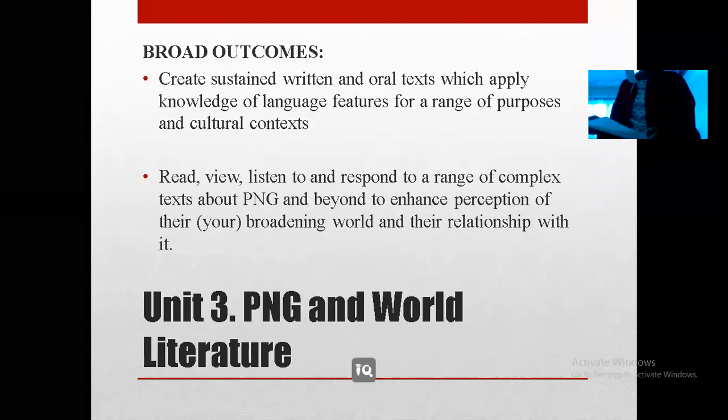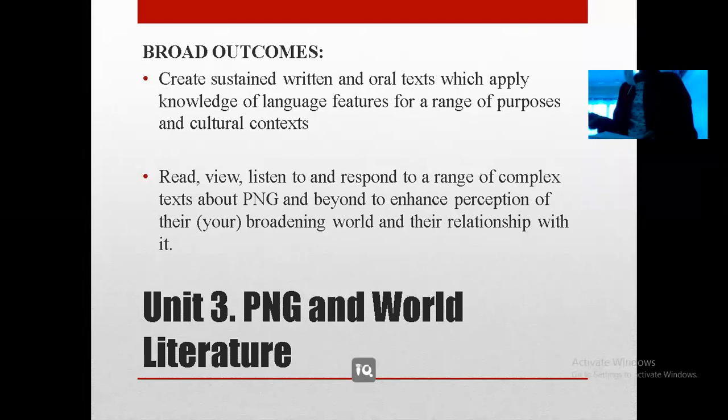Under this unit, PNG World Literature, what we did last week for the first time, and now what we are doing, we are working towards achieving the second broad outcome, which is for you to read, view, listen to, and respond to a range of complex texts about PNG and beyond to enhance perception. We are going to have a look at what perception is versus perspective later on in this video.